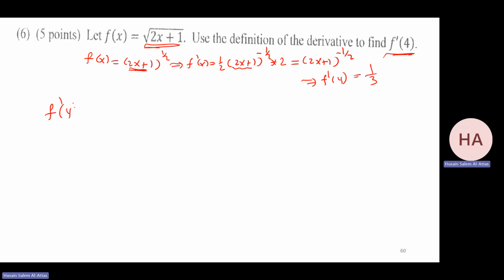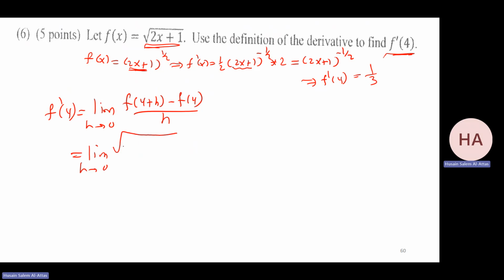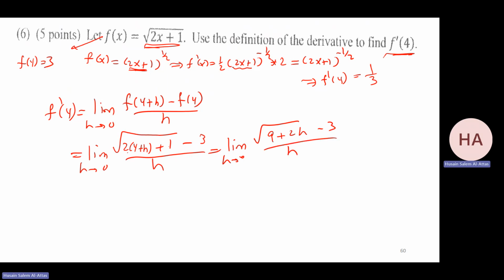Now I'll do it using the definition. The limit as h goes to 0 of f of 4 plus h minus f of 4 over h. That will be the limit as h goes to 0 of the square root of 2(4 plus h) plus 1. F of 4 is easy: f of 4 will be 3, for 8 plus 1, square root of 9, which is 3, minus 3 over h. That will be the limit as h goes to 0 of the square root of 8 plus 1, 9 plus 2h, minus 3 over h.